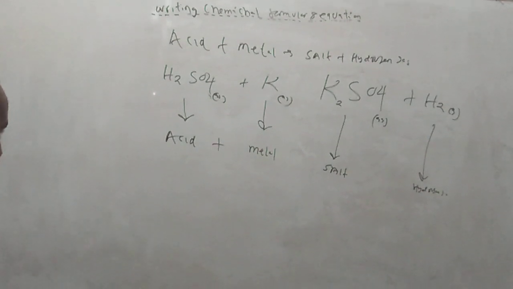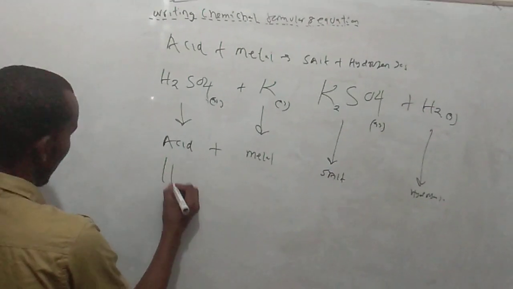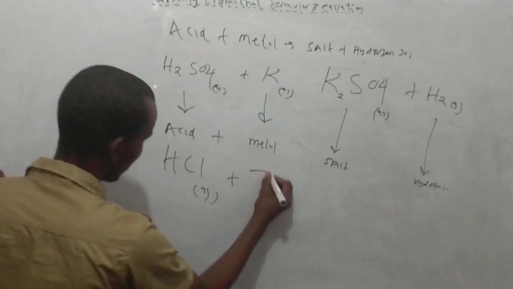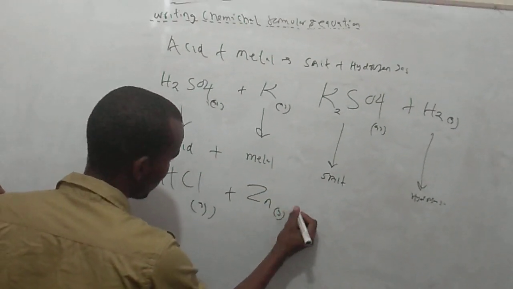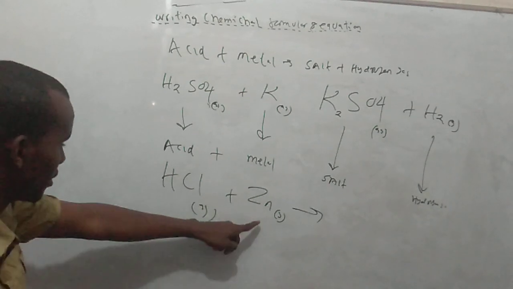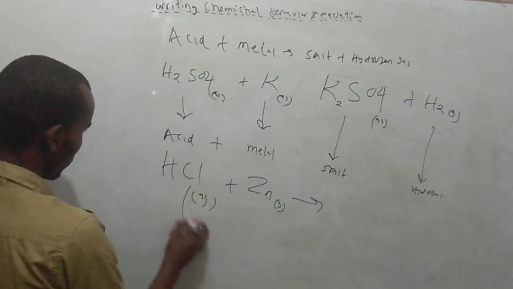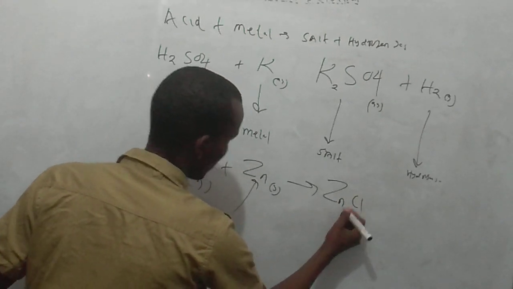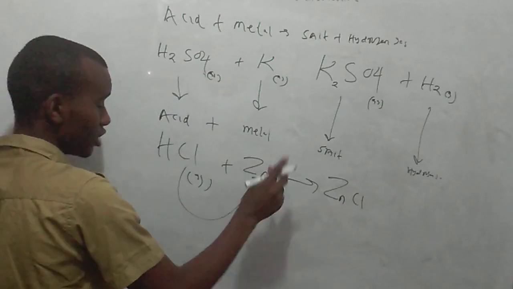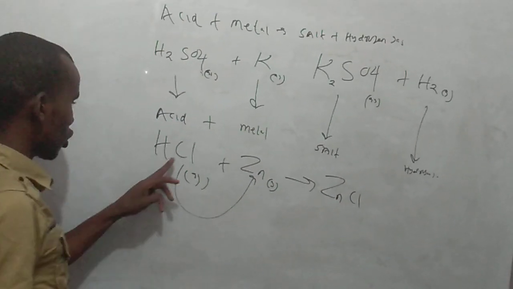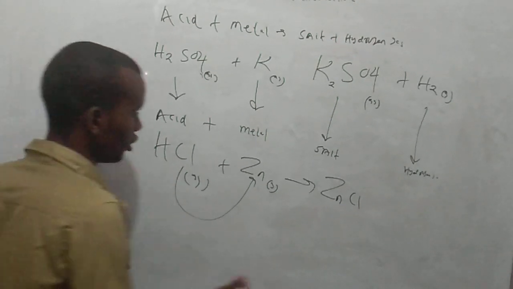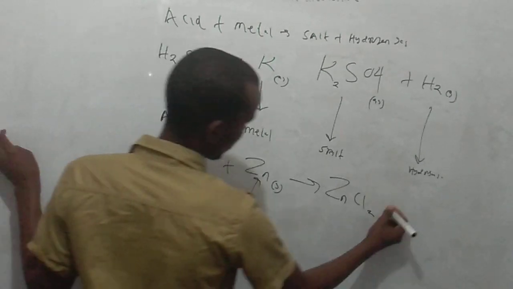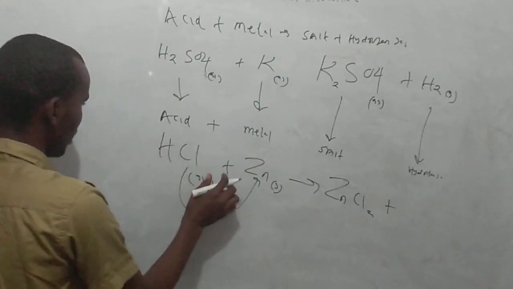We have another one, let's say hydrochloric acid, aqueous, reacting with zinc, solid. Remember, the chlorine will go with zinc, so we'll have zinc chloride. But remember, the valence of zinc is 2. Chlorine valence is 1. If they exchange, chlorine will end up with 2: zinc chloride plus hydrogen gas.